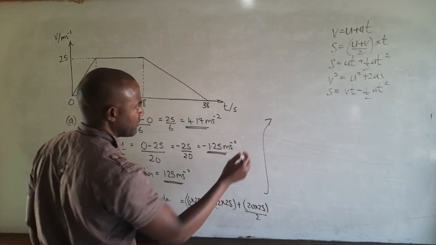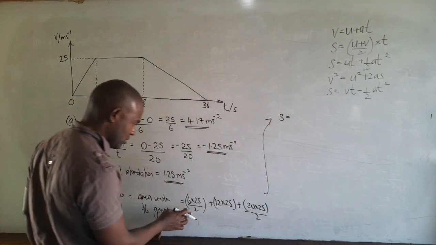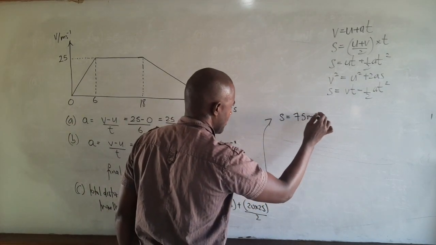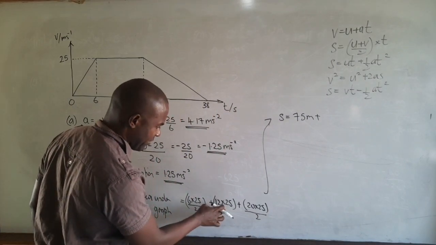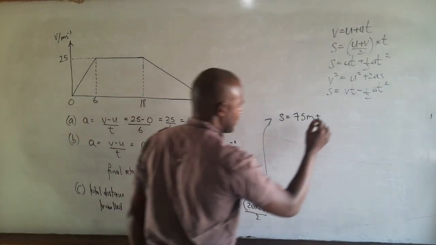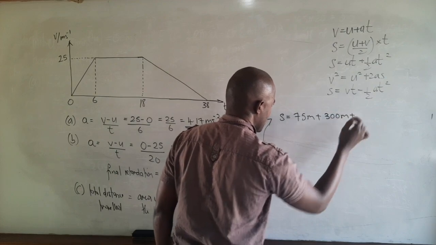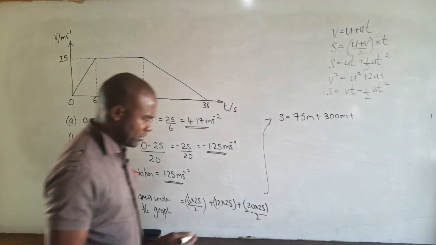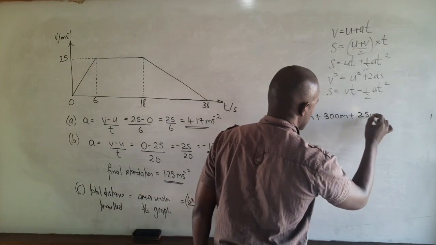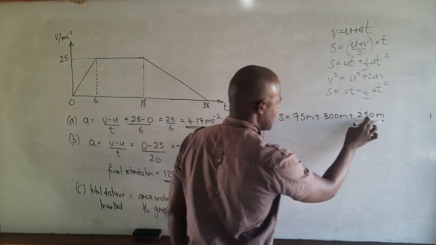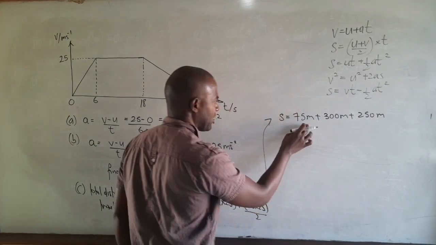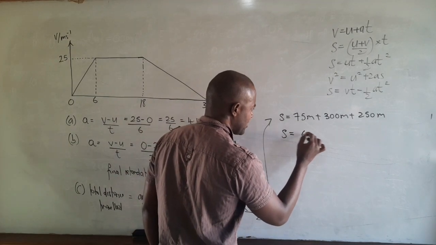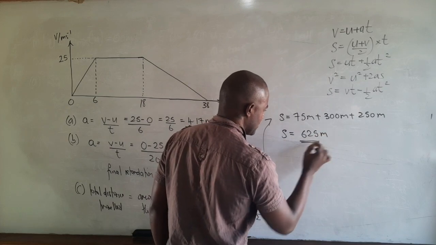So the total distance traveled s is equal to 75 meters plus 12 times 25, that is 300. So this is plus 300 meters plus 20 times 25, that is 500, divided by 2, that is 250. So plus 250 meters, right? So 300 plus 250, 550 plus 75, that gives us 625 meters. So the total distance traveled for the entire journey is 625 meters, right?